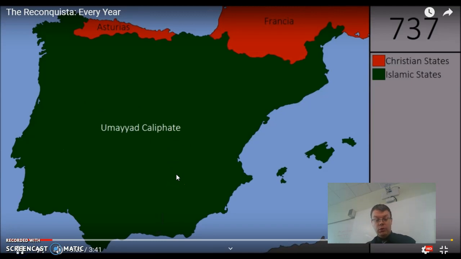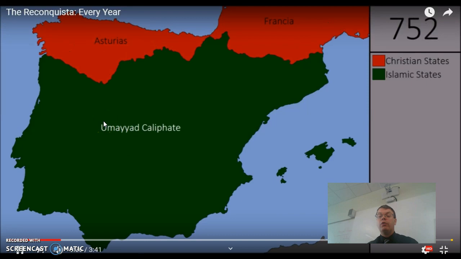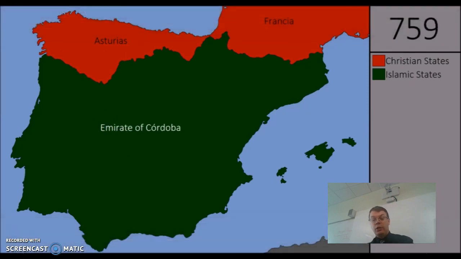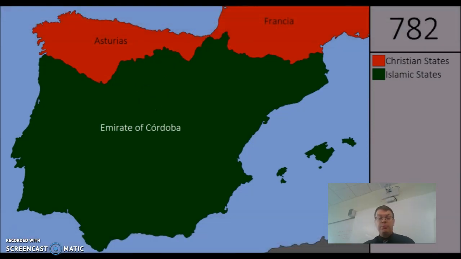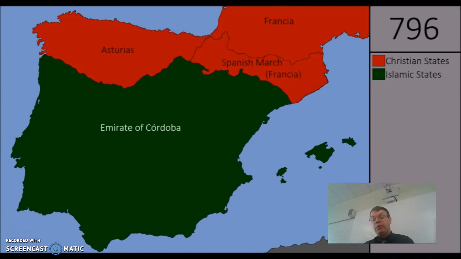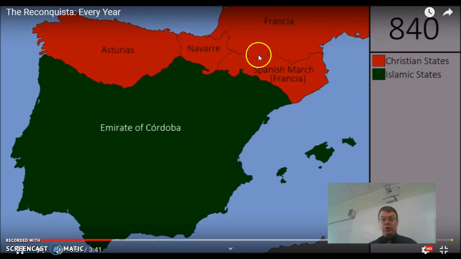Now, what will happen over time is that slowly the Christians in Europe will retake the land of Spain. Now, what's interesting, around the time of the Crusades, Europeans who were living in Spain were told not to go on a crusade, but instead take part in the Reconquista, to retake Spain for Christian Europe.